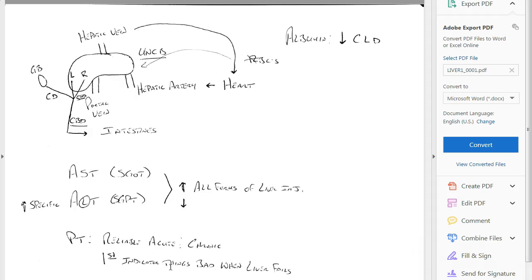So it is also the very first indicator that things are going bad with the liver, when the liver is failing, whether from an acute injury or something chronic that's been cooking for a long period of time, starts to make the liver say, no mas, I'm checking out. So, you have all kinds of clotting factors that are involved there.